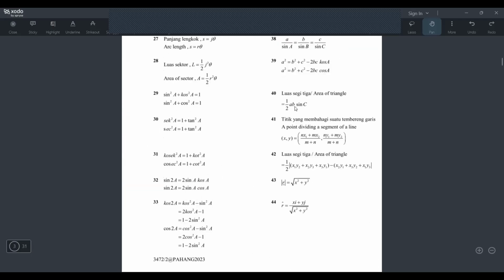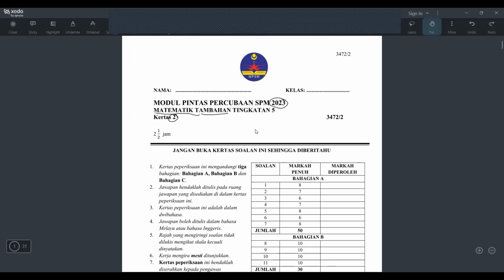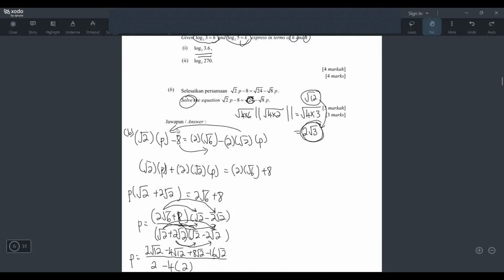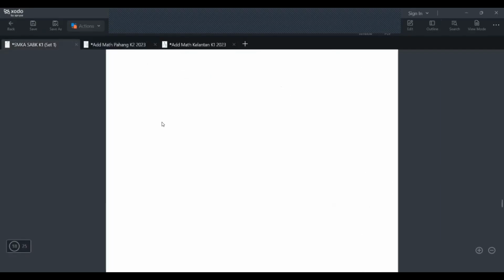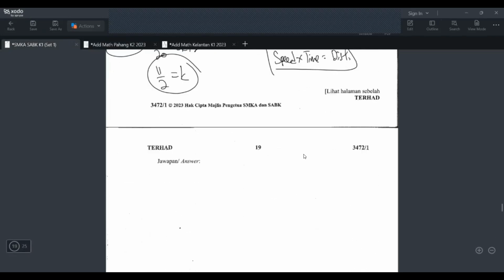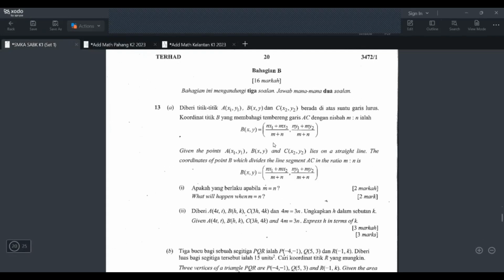The Pahang trial for 2023, and I already made one video for this paper. So if you look at my Pahang Paper 2 videos, go to question 3, you will get the explanation for number 3C. Okay, but since it's very similar to this question, that's why I show you. Okay, so hope you understand.